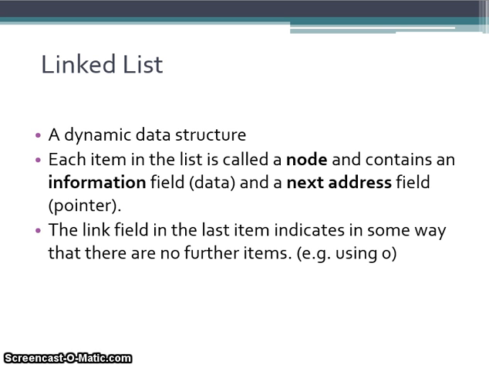Each item in the list is called a node, and this contains an information field, which is the data, and it also contains the next address field, which is known as a pointer. So the pointer gives you the position of the next node. The link field in the last item indicates in some way that there are no further items. We usually use 0 to denote the end of a list.